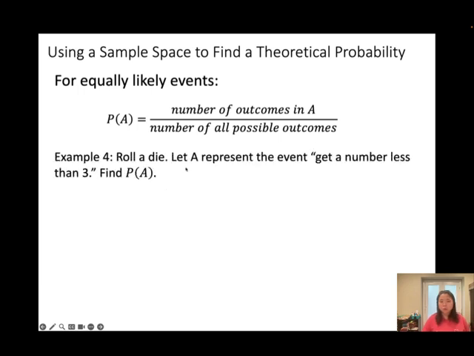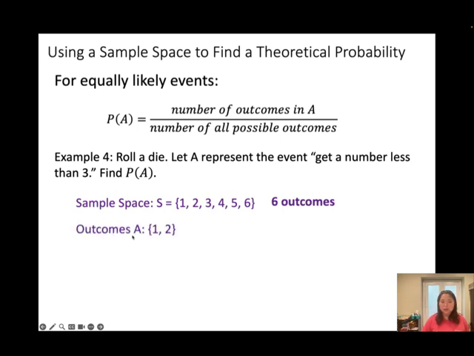For example, roll a die, let A represent the event, get a number less than 3. Find the probability of A. We do have the sample space from 1 to 6. And here we do have 1, 2, 3, 4, 5, 6. 6 outcomes here. And then the outcomes of the event A, less than 3. So we only have a 1 and 2. In here, we only have 2 outcomes. So we're going to plug into this formula. Probability of the event A will be the outcomes of A over the sample space. Simplify it. You could give me the fraction as the final answer, or you could round it to the decimal place.